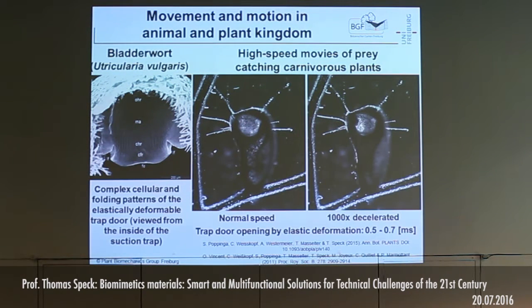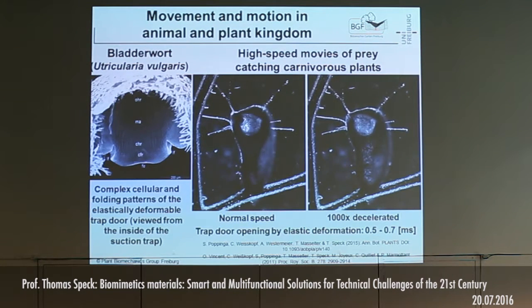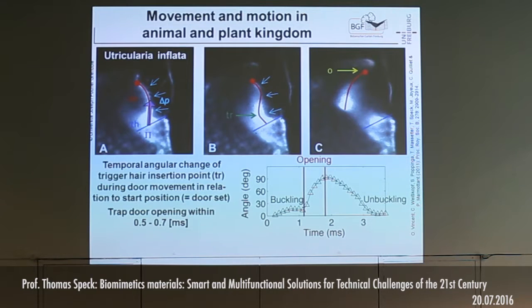And that's really interesting for a kind of transfer into technical applications. And I want to show you more how it works. Here we have looked at the temporal angular change. We looked at the trigger hair, which inserts here, and we measured the movement and analyzed the movement with colleagues from Grenoble together. And you see here that the entire buckling and unbuckling process of this trapdoor takes place in between 3 to 4 milliseconds.